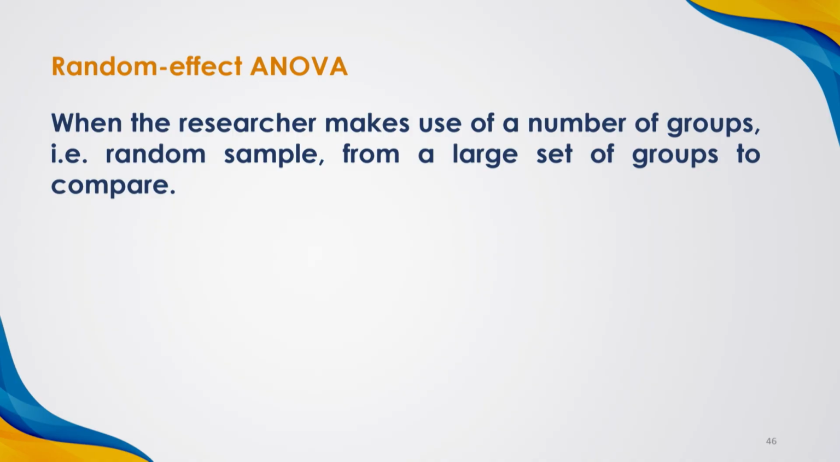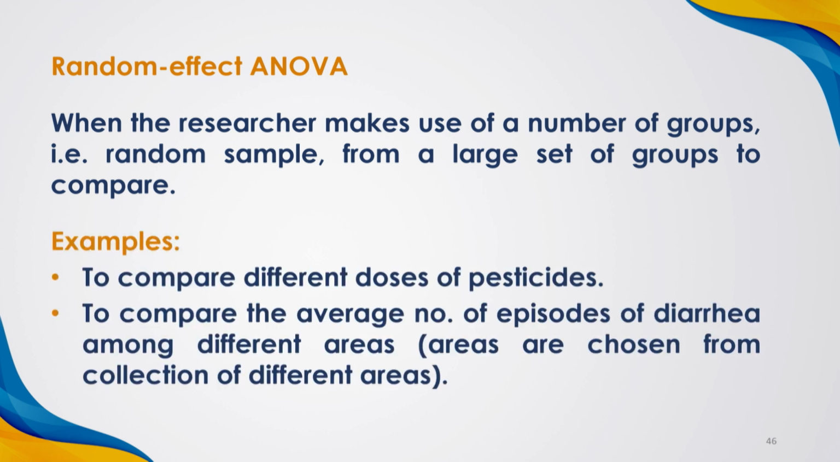Whereas when you go to a random effect ANOVA, the researcher makes use of only a subset of groups, only a subset of factors, which is a random sample from a large set of groups which he wants to compare. For example, the brands of pesticides we wanted to compare is a fixed effect. Suppose I want to compare different doses of pesticides, for an experimental purpose the researcher can come up with many doses, for example 10% dose, 20% dose, 30% dose, 40% dose.